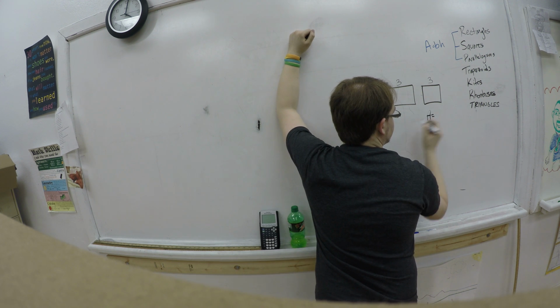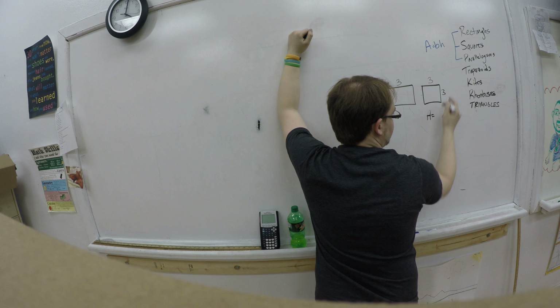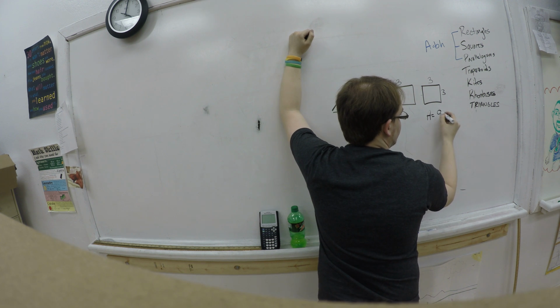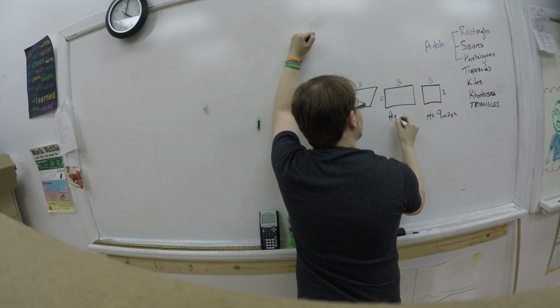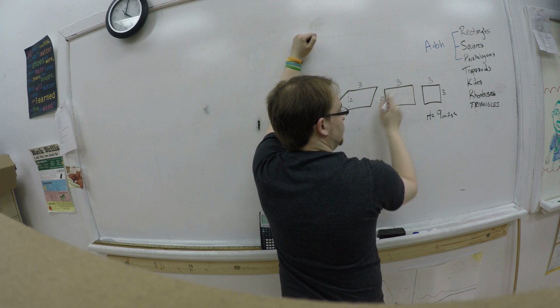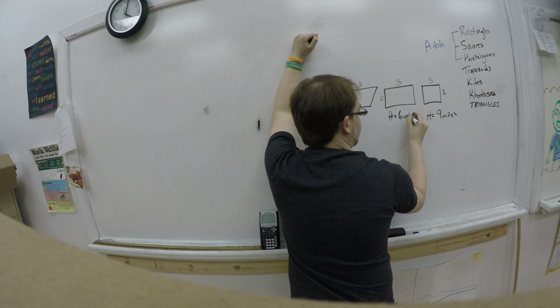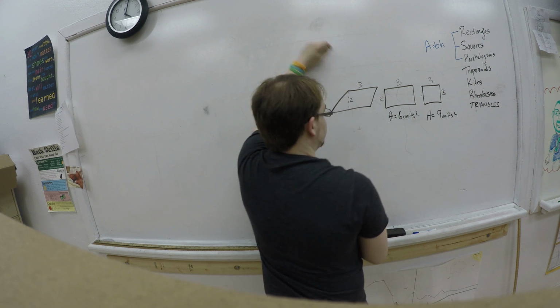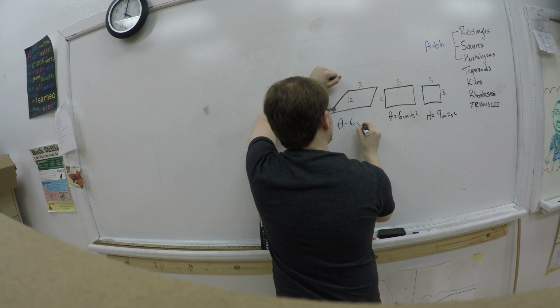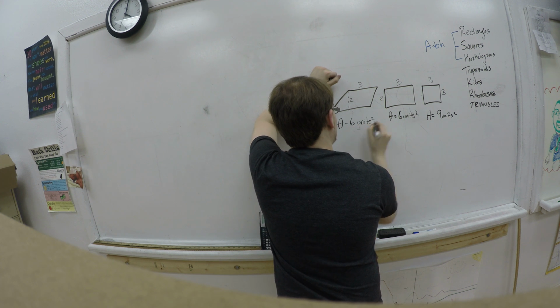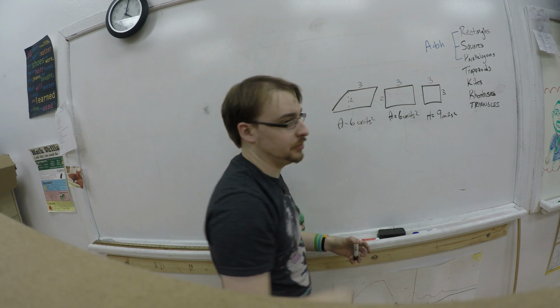Area of this square is going to be 3 times 3, right? Because that's what a square is. It has all equal sides, so it's going to be 9 units squared. Area of the rectangle is going to be base times height, 3 times 2, which is 6 units squared. This guy, base times height, parallelogram, 3 times 2 is 6 units squared. All the same formula.